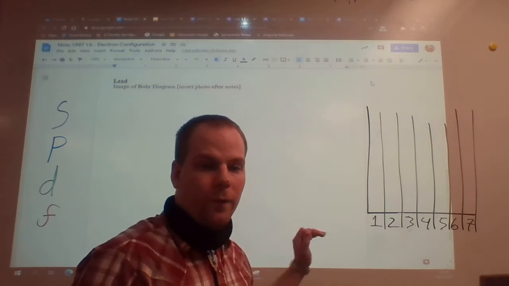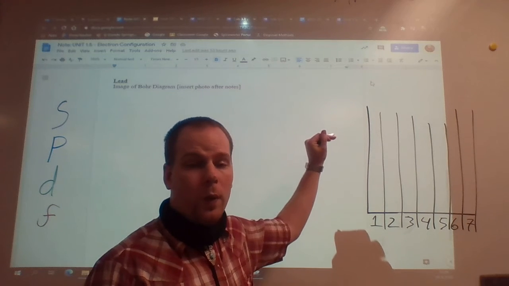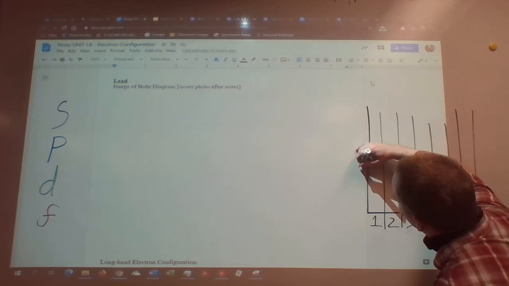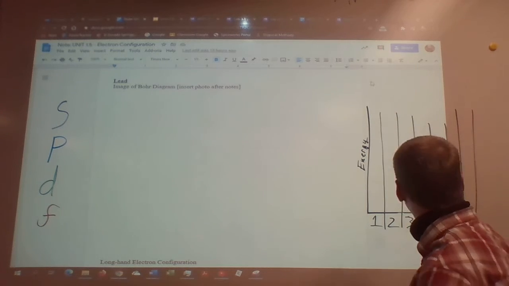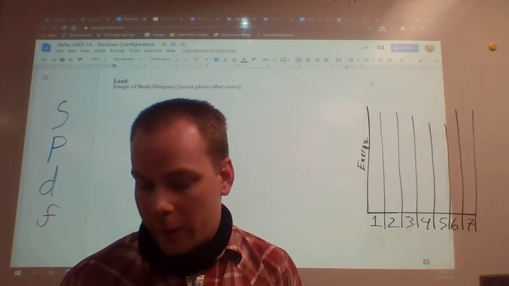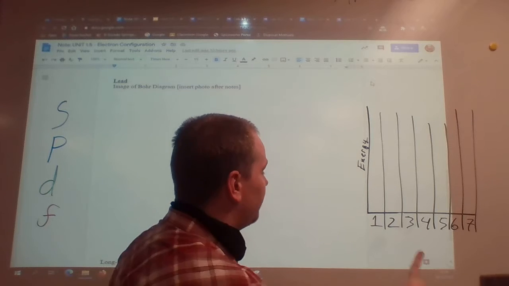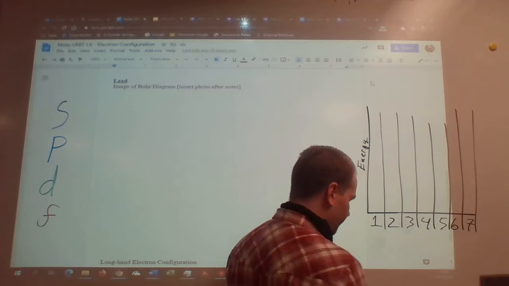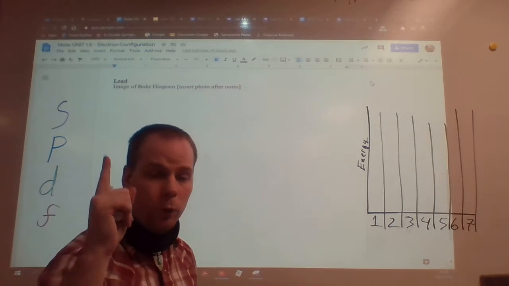Okay, the farther up this graph we go, the higher the energy requirement for electrons. This is how much energy the electron has to have in order to stay in that location. So our first subshell that we are going to fill is energy level 1, which is what these are. It's energy level 1, 2, 3, 4, 5, 6, 7. The first energy level we're going to fill is energy level 1.